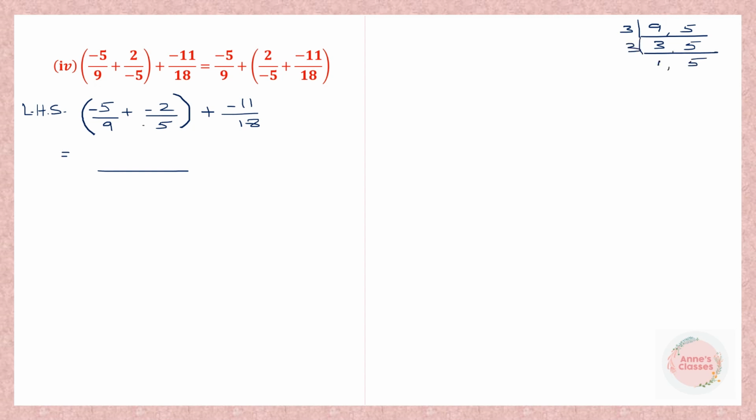Bring down 5. Now continue with 5. So 1 and 5 1s are 5. So what is our LCM? LCM is 3 into 3 into 5. So 3 3s are 9, 9 5s are 45. So the LCM here is 45. So let's write that here, 45.